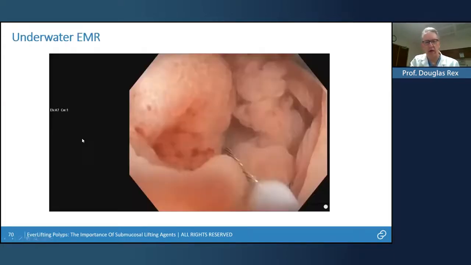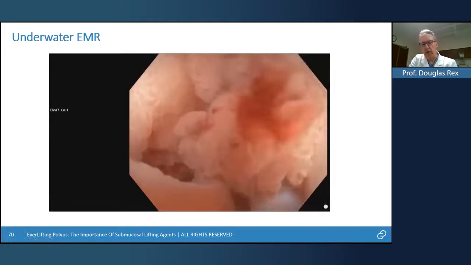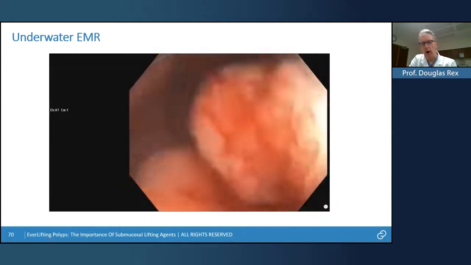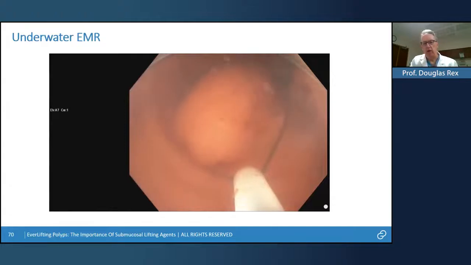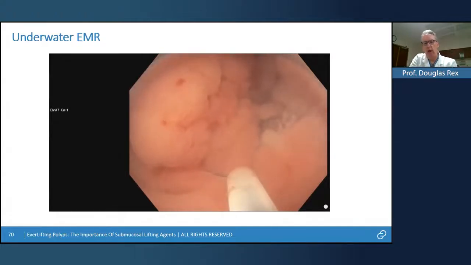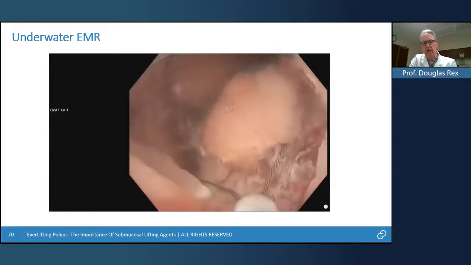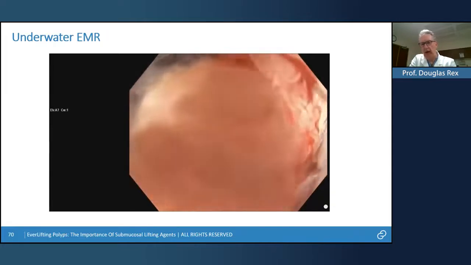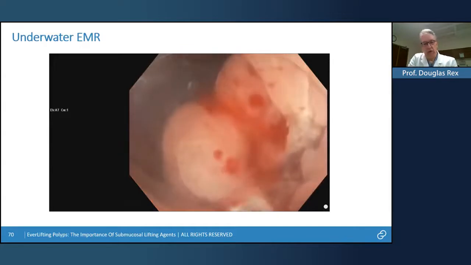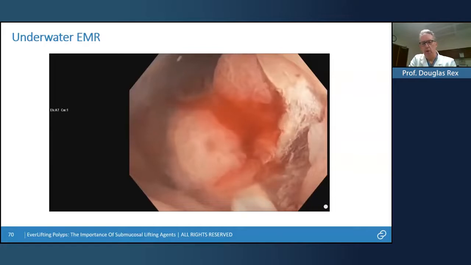Underwater EMR is another option in which we don't need to inject at all. When we go underwater, we take the gas out of the lumen and fill the lumen with water. Then we don't inject, and we don't need to, because the mucosa and the lesion float up into the water column. And in controlled trials, the main advantage of this has been that a higher percentage of lesions can be removed en bloc. And of course, there's less plastic waste.